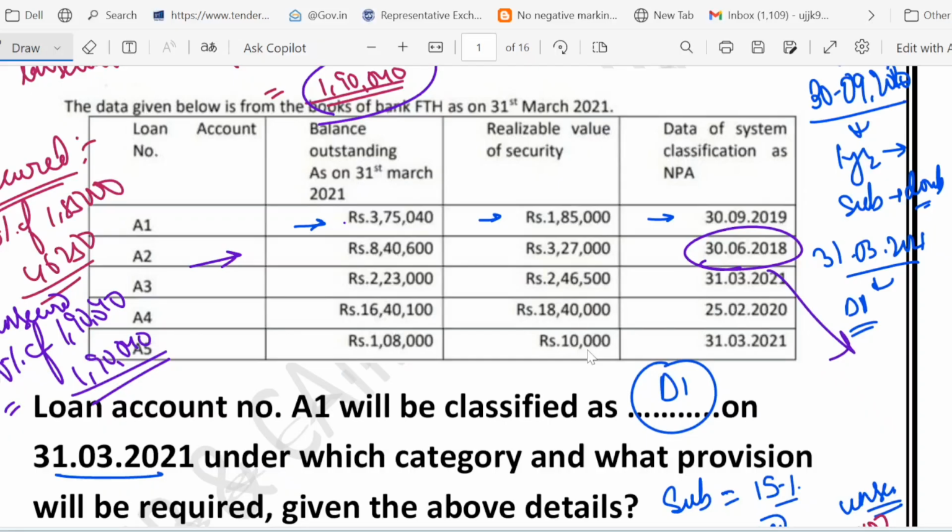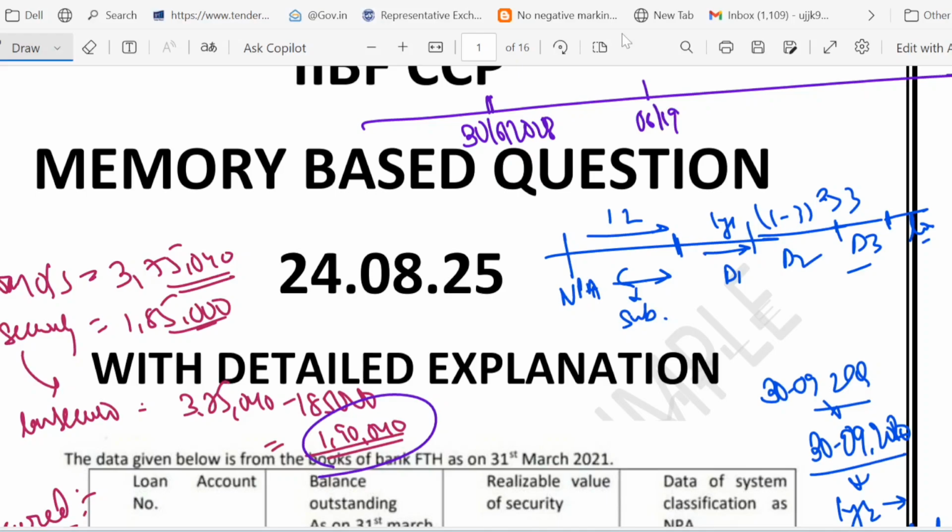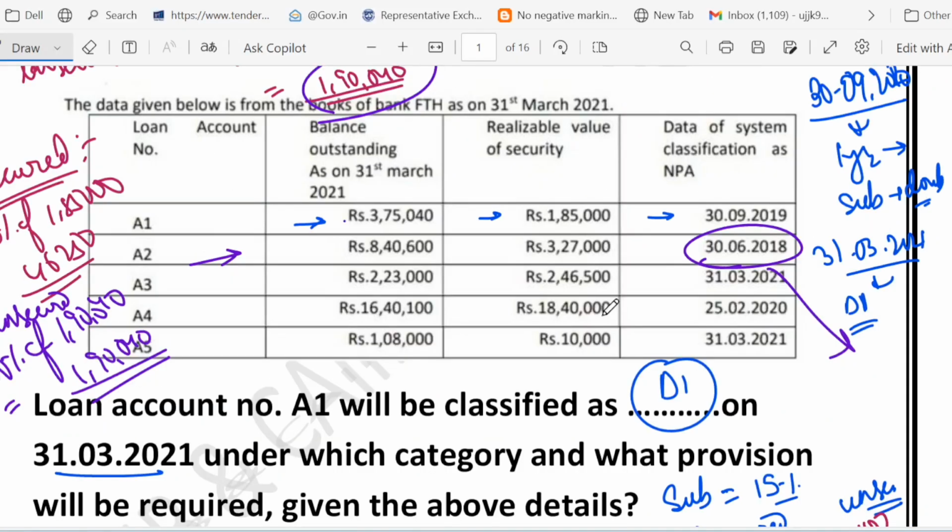Right. So now think about it. 30 June 2018 up to June 19. So till June 19, it remains substandard. It remains substandard, right? So for 1 year, it remains substandard. And till June 20, it remains in D1. Now the question is asking which time?